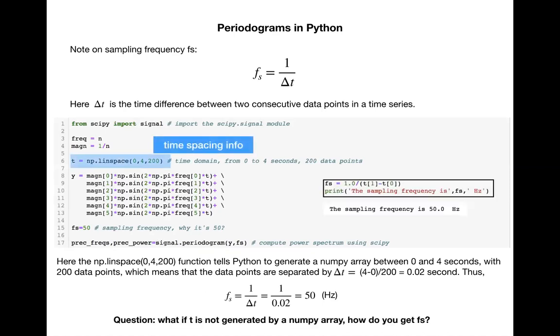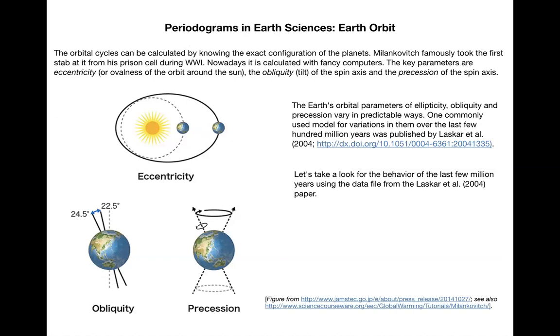So let's take a look at periodograms in Earth science, which is Earth orbit. Right? The Earth is orbiting the sun, which is not a perfect circle, it's actually an ellipse. So there are key parameters called eccentricity, which is how far away it is from a circle, and obliquity, which is the tilt of the Earth's spin axis, and also the precession, which is the rotation of the spin axis, right?